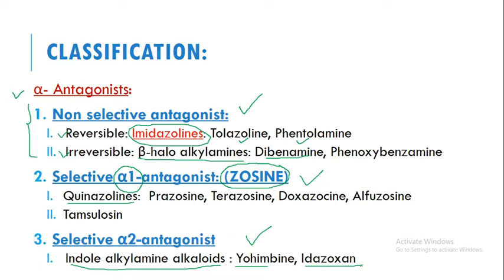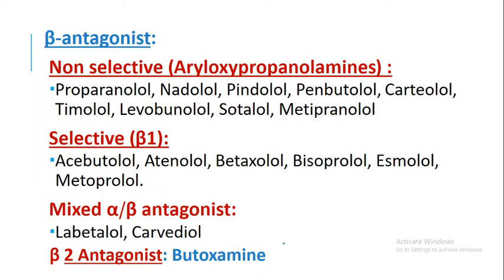In exam, questions like which of the following is an alpha 1 antagonist, which of the following is a reversible non-selective alpha antagonist drug, or an irreversible alpha antagonist drug. Such kinds of questions are generally asked. So let us discuss one by one.